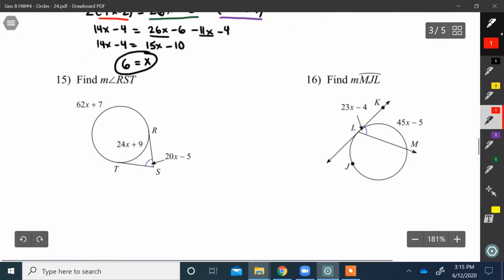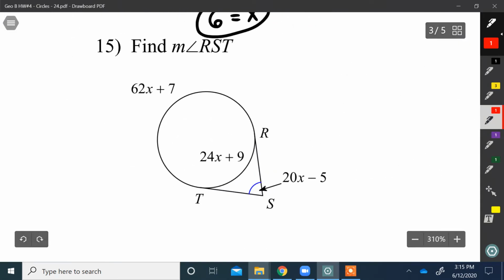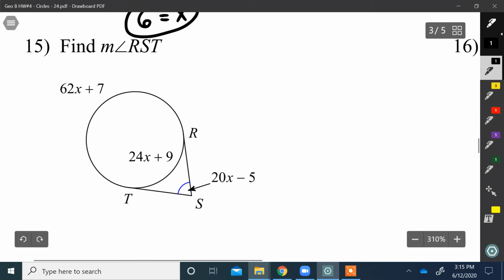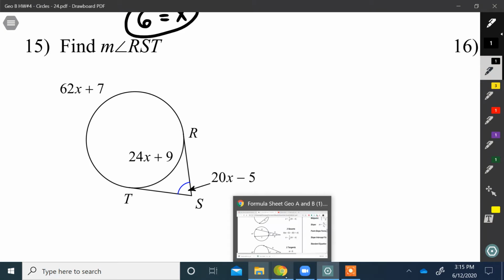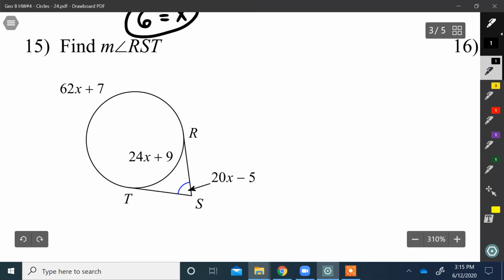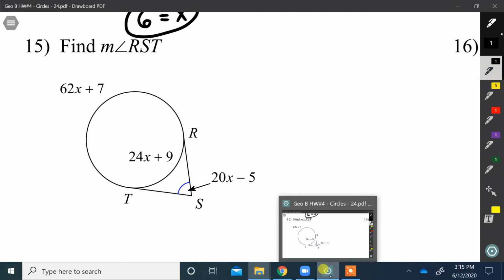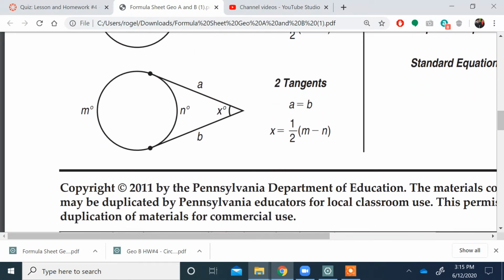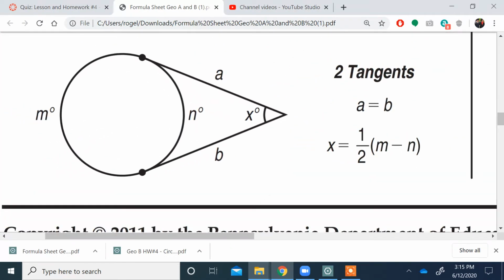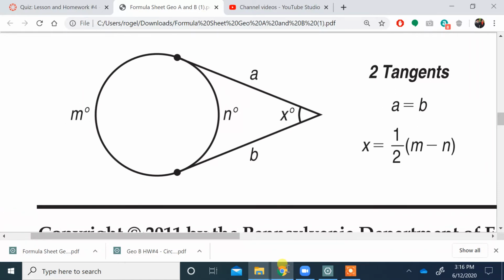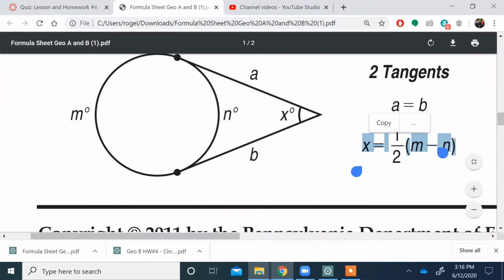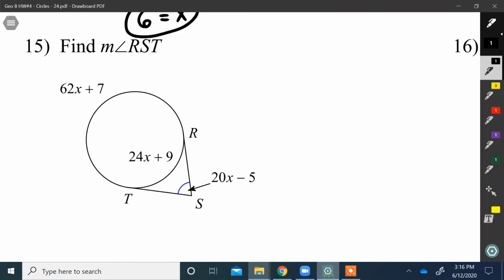All right, let's do number 15 here. Okay, the formula, again, they're asking you to find RST. Well, we can't find that unless we figure out what x is. So let's go back to our formula sheet. And as you can see, we have 2 tangents, and we are going to use that formula in order to solve this. We need this formula right here. Okay, so that formula right there.